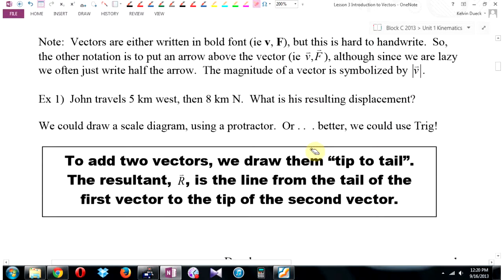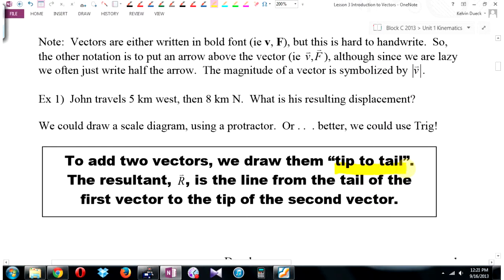So example 1. John travels 5 kilometers west and 8 kilometers north. What's his resulting displacement? We could carefully draw them, or better yet, we could use trig. But to use trig, we have to define the rules for adding vectors. And here it is. To add 2 vectors, we draw them tip to tail.